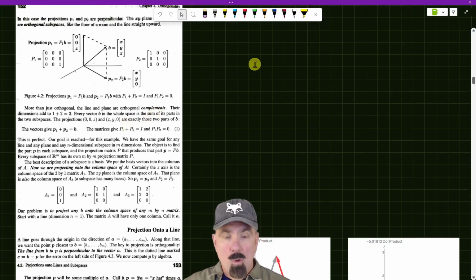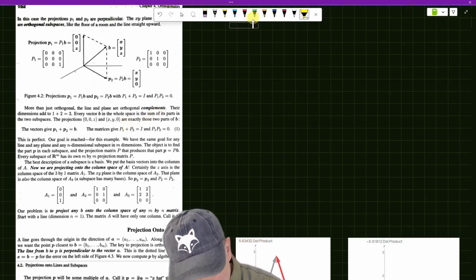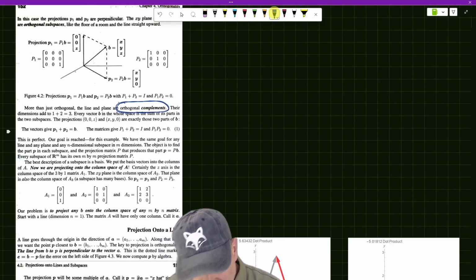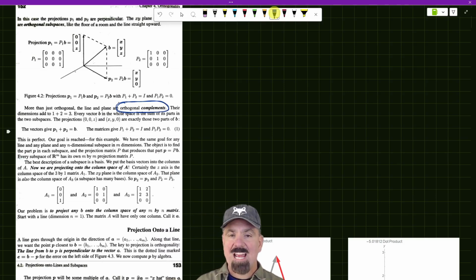What I want to do is point out a little bit in the terminology. So we have orthogonal complements again. That's a review from section 4.1. Understanding that in this case he's talking about a plane in R3 and a line in R3, and these two things are orthogonal complements, and he relates that back to the projections.